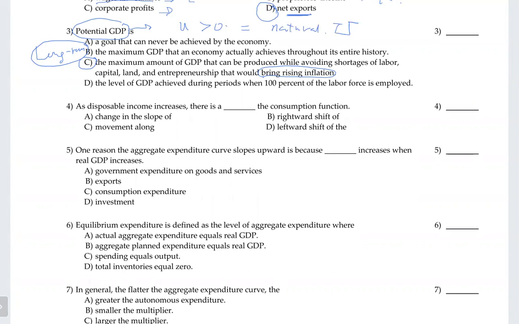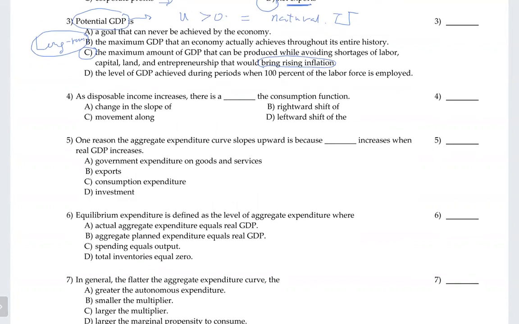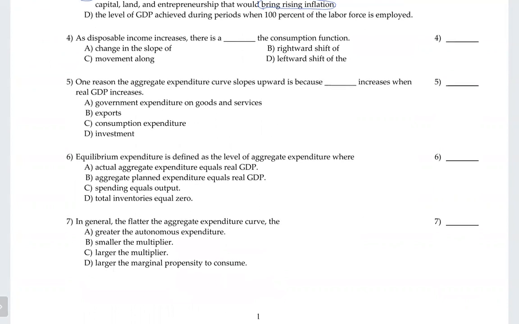Okay, this is 3. 4, as disposable income increases, this asks about the consumption function, right? So usually this is going to move along the curve, because remember the consumption function just shows the relationship between aggregate consumption and income. Now this asks you the disposable income increases, nothing else. So you see that's one of the variables. This is C.